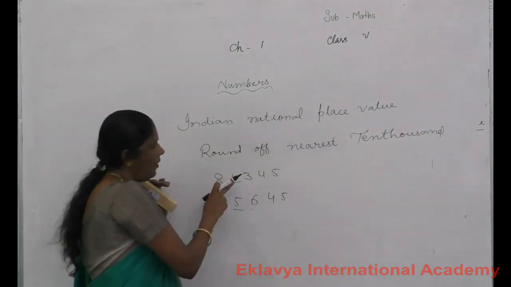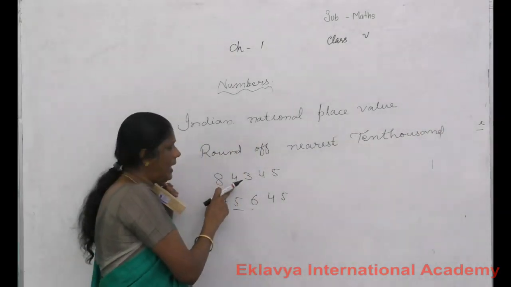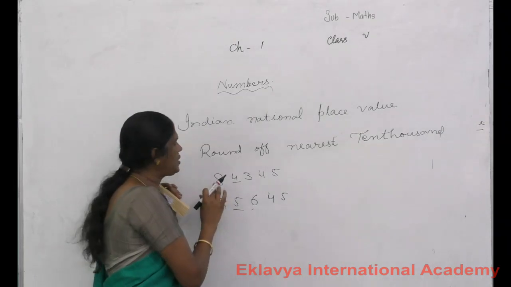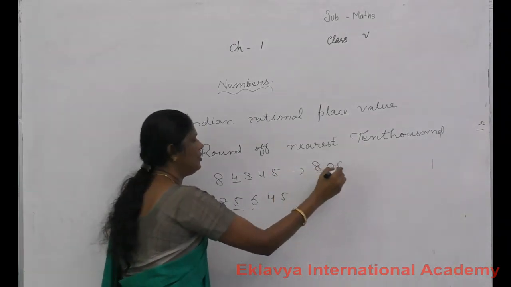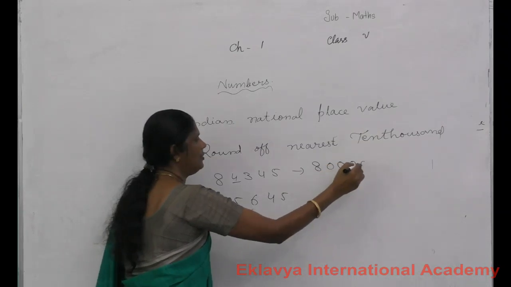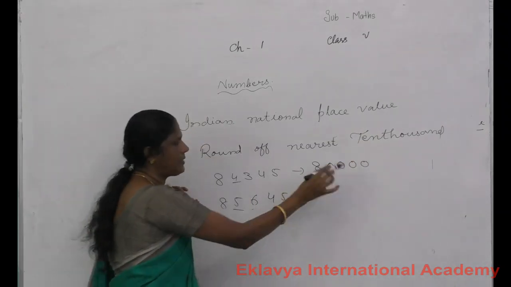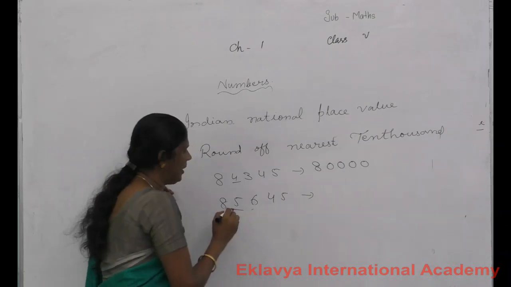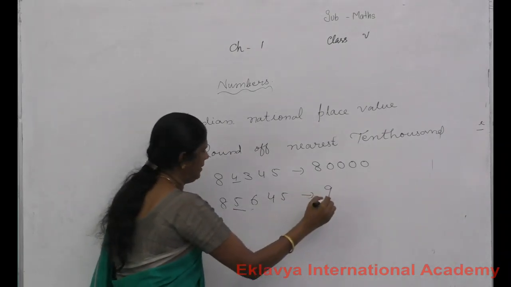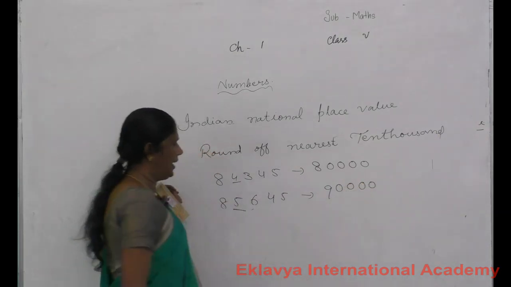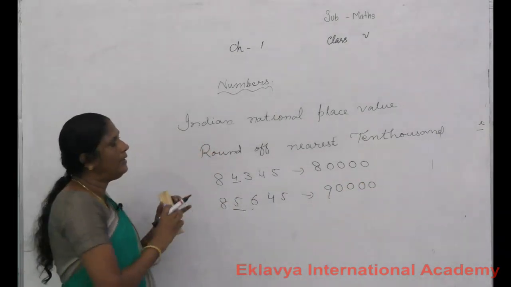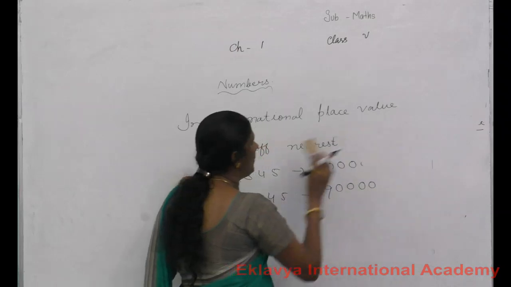Here, which digit comes in the 1000 place? 4. 4 comes, there is no change. Answer 8, 0, 0, 0, 0, 80,000. Then here which digit comes? 5. 9, 0, 0, 0, 0. Understand? Then lakh. Nearest lakh, which place do you see?